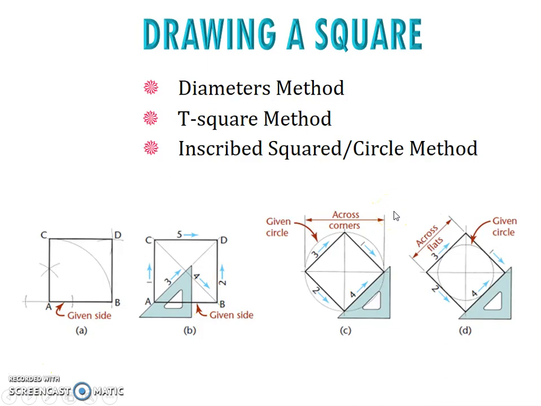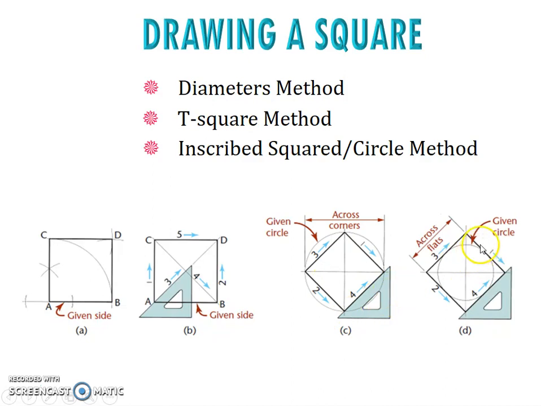Another method to draw the square is by using the inscribed square, across corner and across flat. Let me explain the difference between across corner and across flat. When the circle is given, you have to draw the square inside of the circle. Just divide this circle in the middle, then you will get the intersection points, and you connect them by using the triangle. Then you will get the across corner, meaning that the square is inside of the circle.